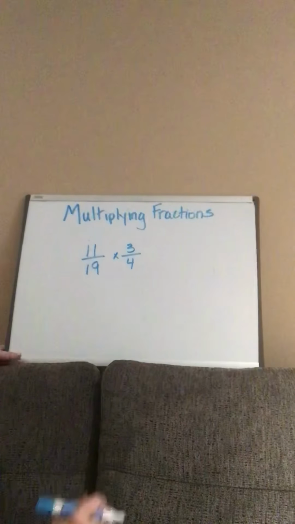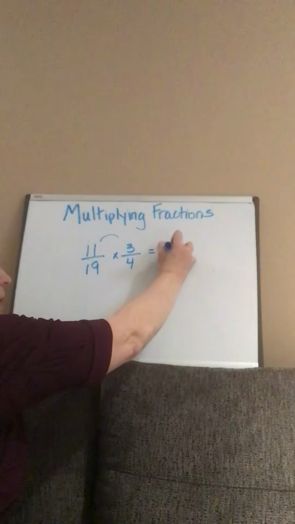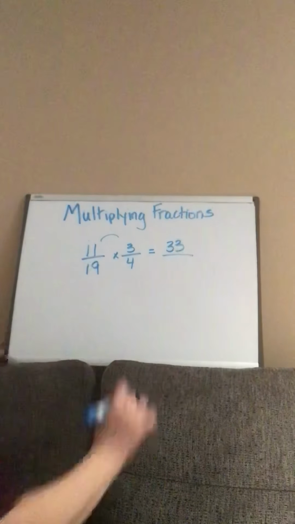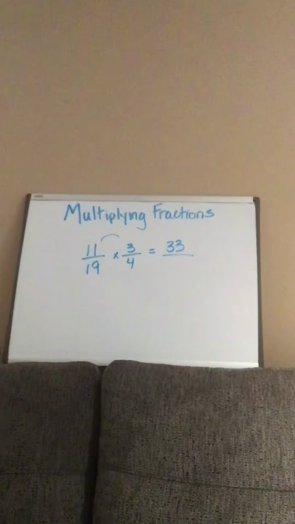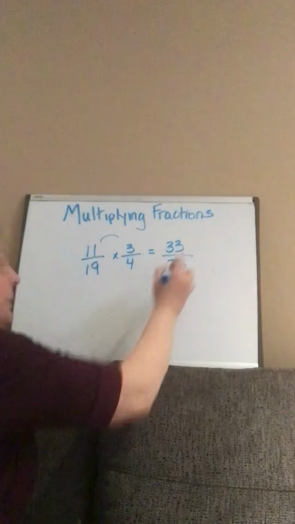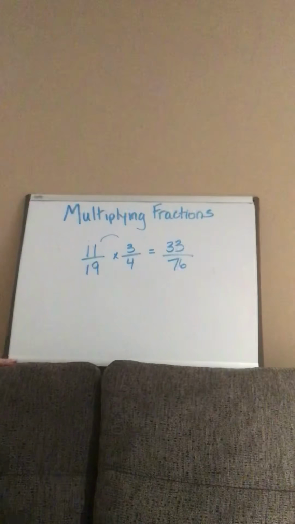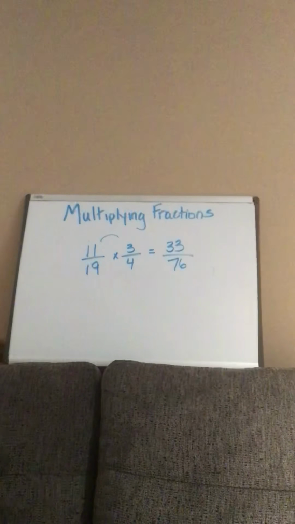Again, top times top. 11 times 3 is 33. 19 times 4 is 76. Again, we're not going to worry just yet about putting things into lowest terms. We're going to do that at the end.